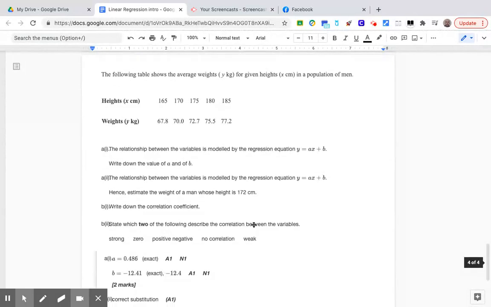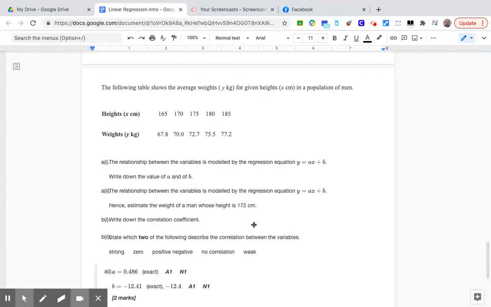The last thing we asked was, we went to a database and we found all the men who said they were 165 centimeters tall. We found that on average they weighed 67.8 kilograms. It was the same for 170, 175.